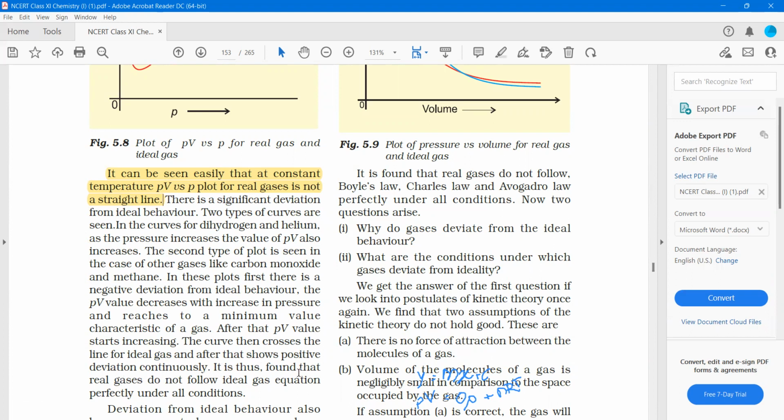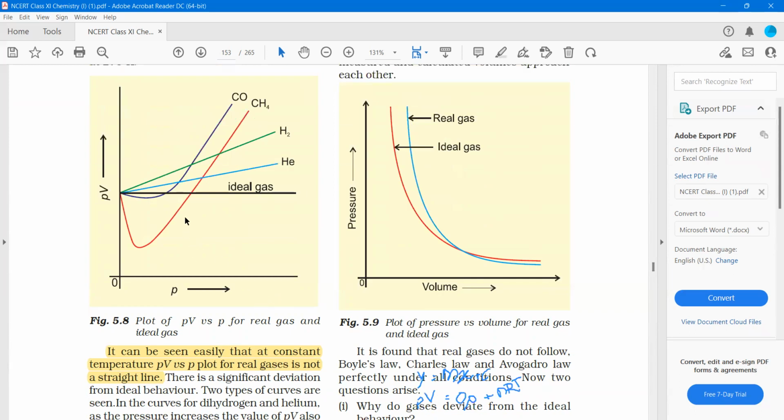It is thus found that real gases do not follow the ideal gas equation perfectly under all conditions. So when do you think the gas will follow the ideal gas behavior? When the pressure is this, and the pressure times volume will be at this particular coordinate, and for methane it will be at this particular coordinate, right?